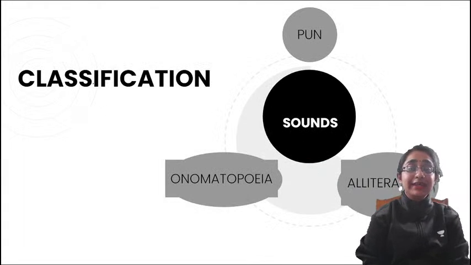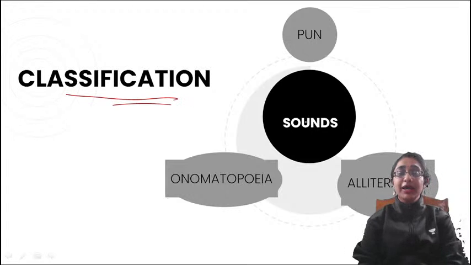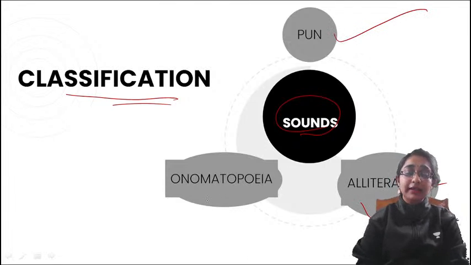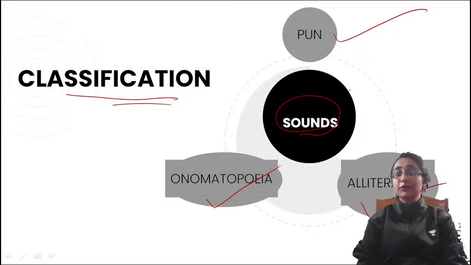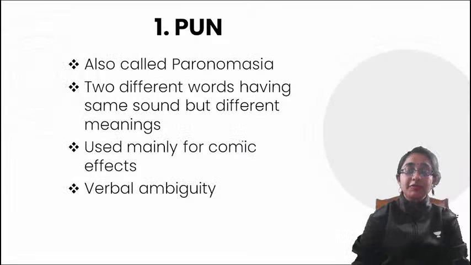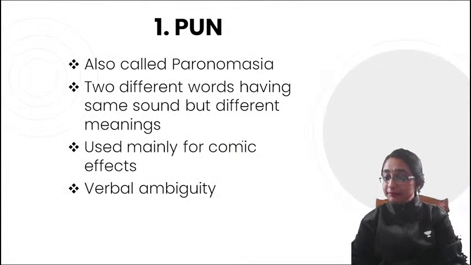So now the classification. Figures of sound can be divided into 3 figures of speech: one is pun, another is alliteration, and another is onomatopoeia. So these are the 3 types. Now I will explain it. What are the 3 types? First of all is pun.